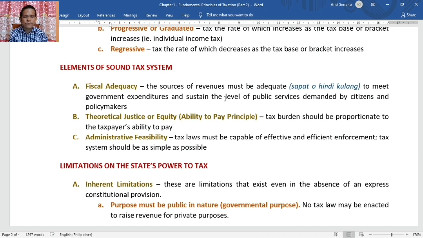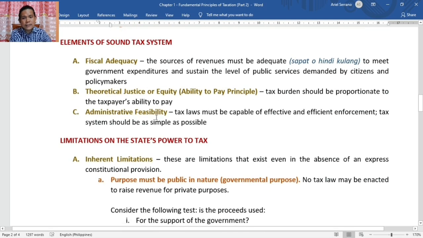Kasi pag nagkulang yon, maapektuhan yung operations ng government at hindi maipoprovide yung mga necessary activities na ginagawa for the public purpose. Now, ang theoretical justice or equity or your ability to pay principle, yung tax burden should be proportionate. No? Mas higher yung ability to pay mo o mas malaki yung buwis, yung contribution mo sa pagbabayad ng buwis. Yun lang yung sinasabi nito. So please go back to my lecture 1 kasi meron akong example doon.